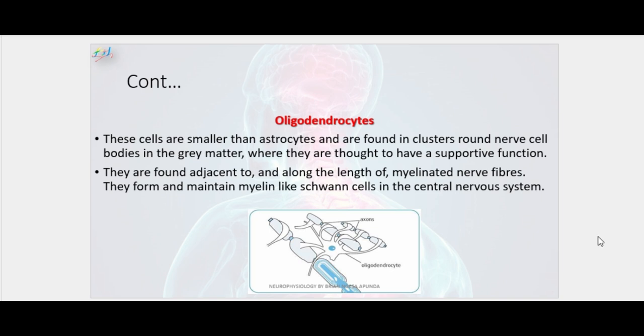So we also have the oligodendrocyte. It is much smaller than the astrocyte. They are found in clusters. They are normally deemed to have a physical supportive function. They are found adjacent to the long length of myelinated nerves. They form and maintain myelin, like Schwann cells. So that is the oligodendrocyte.